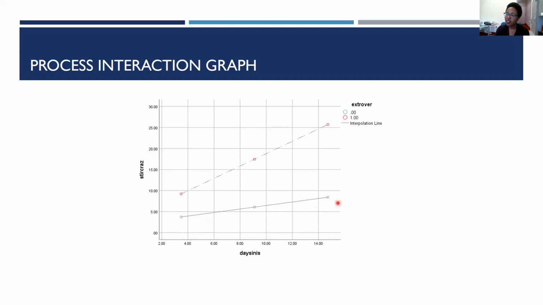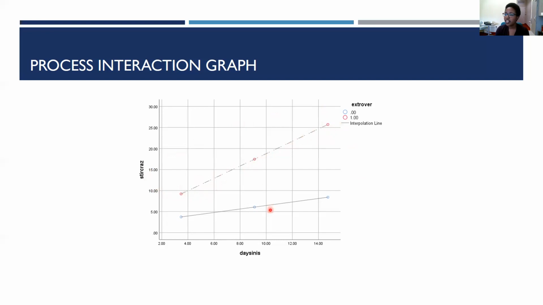It's not a sharp increase though. They start out at about a 4 point something and they end up at about a 7 or 8. So introverts do get more stir crazy the longer they're in isolation. Okay, so that's the first group. And then our second group, we would say, okay, what's going on with the extroverts? Well, the extroverts, the longer they are in isolation, they also get more stir crazy. So they also have a positive relationship between days in isolation and stir craziness.